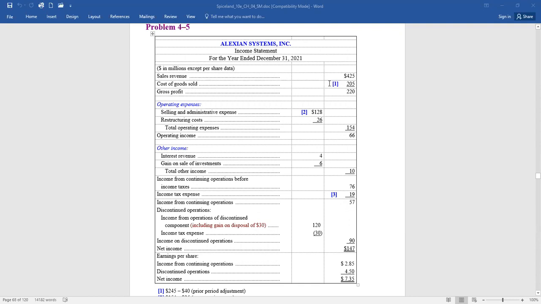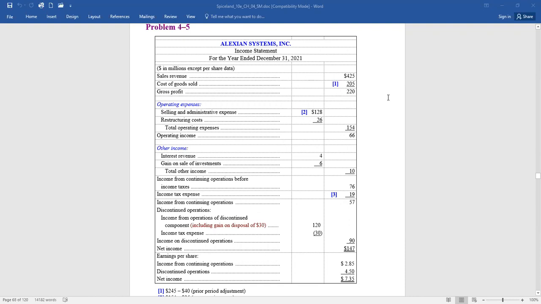Now, they tell us cost of goods sold in number 3 was increased by 40 to correct an error in the calculation of 2020's ending inventory. The amount is material. Well, that's not correct. That should have been a prior period adjustment, and that 40 million should have been corrected through retained earnings. It shouldn't have increased cost of goods sold. So we're going to take that out and then report 220 as our gross profit.